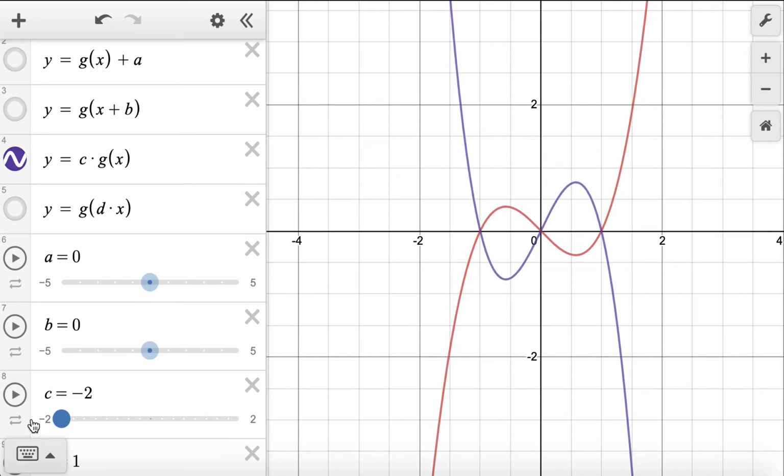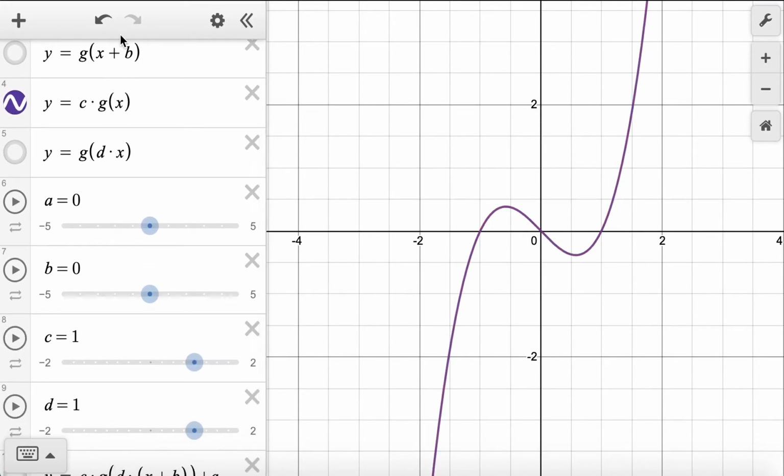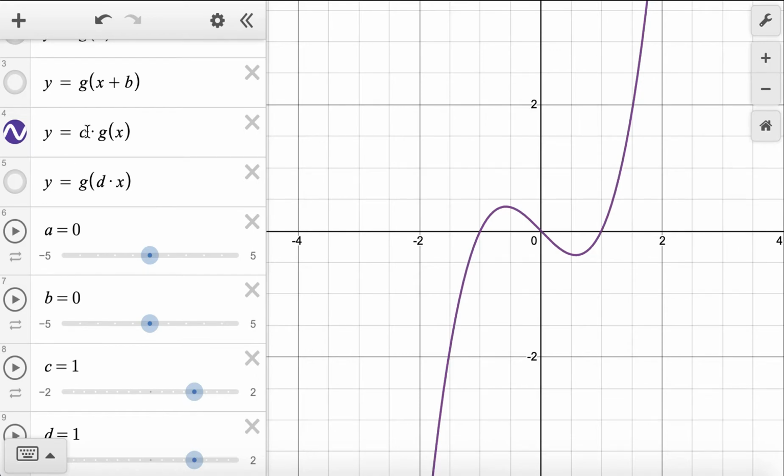Or I could multiply by something that is less than -1 and get both a reflection and a stretch. Or if I multiply by something between -1 and 0, I get a vertical shrink and a reflection over the y-axis. Hopefully that makes sense. Oh, 0, I just flatline. Okay, so that is a vertical stretch or a vertical shrink. And you can also have a reflection included in there based on whether c is positive or negative.